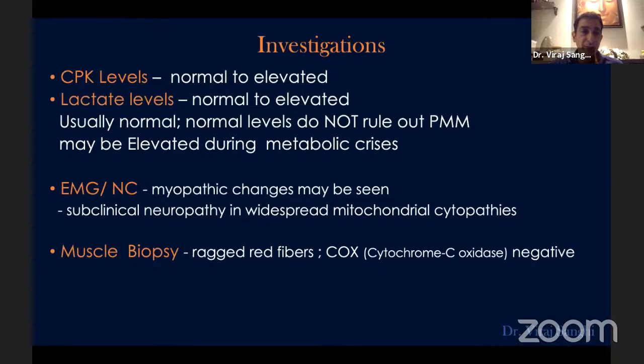And of course, muscle biopsy, you all know you get the classic ragged red fibers on the Gomori trichrome stain. And these fibers on special staining are cytochrome C oxidase negative. So you also do Cox staining in these fibers when you ask for a muscle biopsy in patients with suspected mitochondrial disease. You also have to request for a special Cox staining to be done. And the Cox staining is often negative. They are cytochrome C oxidase negative.